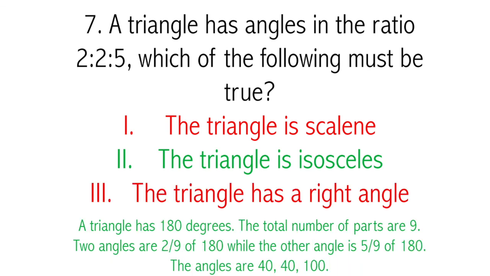For the third statement, we'll need to find out what the angles are individually. We know a triangle is 180 degrees. We calculate the total number of parts, 2 plus 2 plus 5, that's 9. 2 of the angles are 2/9 of 180 degrees, while the final angle is 5/9 of 180 degrees. We calculate that. That means the angles in this triangle are 40, 40, and 100 degrees.